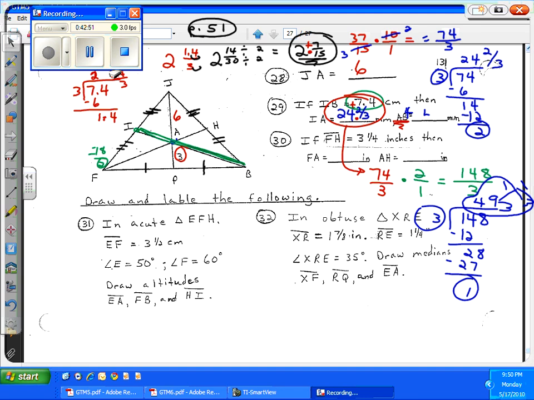I'm having trouble with my pen writing where I want it to. 49 and 1/3 millimeters. Okay. Any questions on that? Okay. That's a 49 and 1/3. I'm going to write it one more time just so we get it in there right. 49 and 1/3 millimeters. Okay.